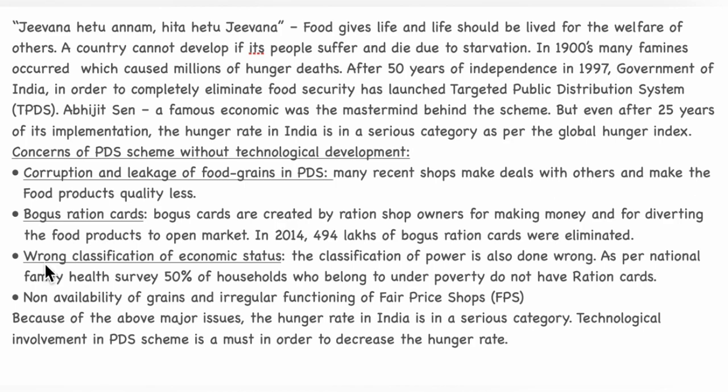Next is wrong classification of economic status. The classification of the poor is done wrong. As per the National Family Health Survey, 50% of households below the poverty line do not have ration cards. Next point is non-availability of food grains and irregular functioning of fair price shops. Because of the above issues, the hunger rate in India is in a serious category. Technological involvement in the PDS scheme is a must in order to decrease the hunger rate.